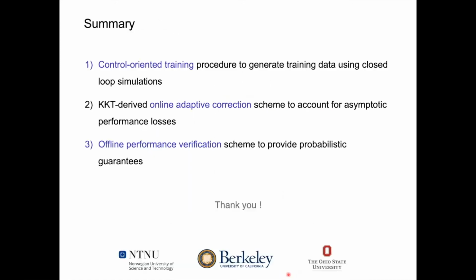To summarize in this talk, we first showed how we can generate the training data set using a control-oriented training procedure. We then showed how we can achieve offset-free asymptotic performance by using a KKT-derived online adaptive correction scheme to modify the approximate policy. And finally, we also showed an offline performance verification scheme to provide probabilistic guarantees that the approximate policy converges to an equilibrium point.